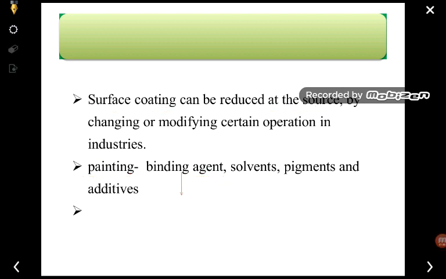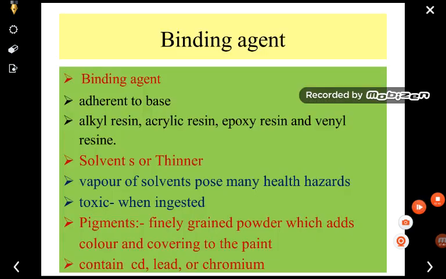Because this paint or enamel consists of binding agents, and these binding agents again consist of certain hazardous chemicals such as alkyl resin, acrylic resin, epoxy resin and vinyl resin. So what is the main function of the binding agent? A binding agent is any material or substance that holds other materials together.